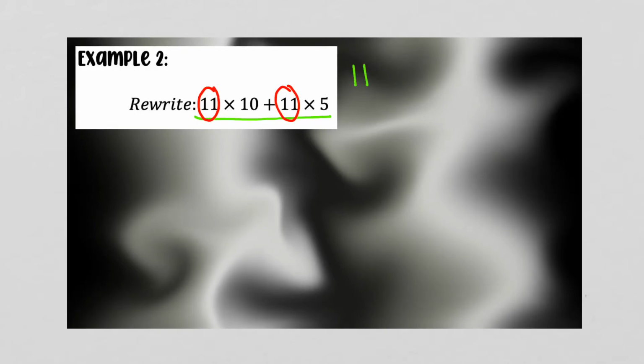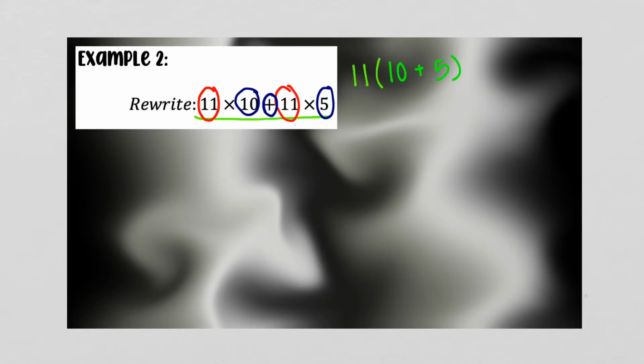So example 2 is the reverse of example 1. Example 1, I gave you the short version and asked you for the long version. Here I'm giving you the long and I'm asking for the short. So the first thing you need to do is look at what you're given and see what repeats. When I look here, I have 11 and I have an 11. Since the 11s repeat, I know that's going on the outside of the parentheses. 11 times, and then you take whatever is left. So I have a 10, a 5, and this plus sign, because remember, your multiplication is done by the parentheses. So what I'm putting inside parentheses is going to be 10 plus 5.